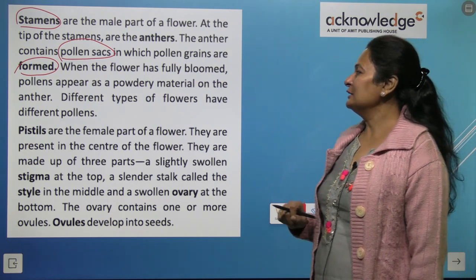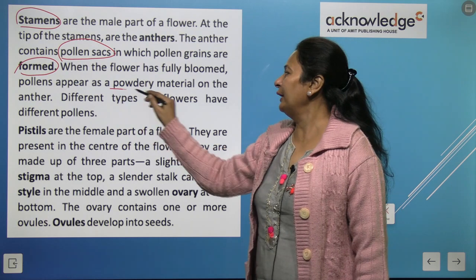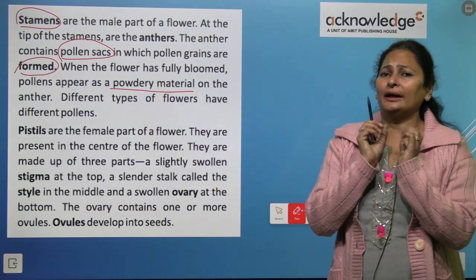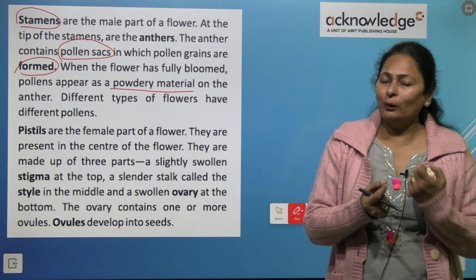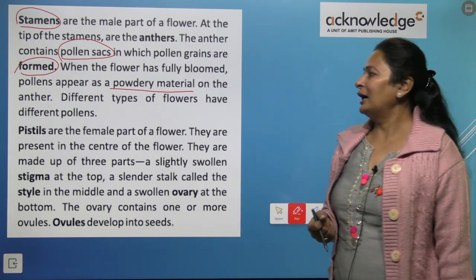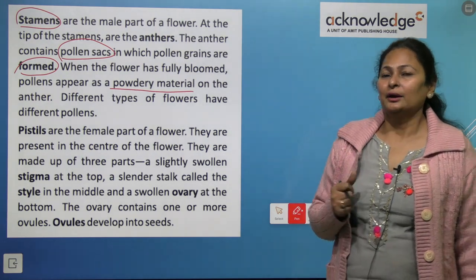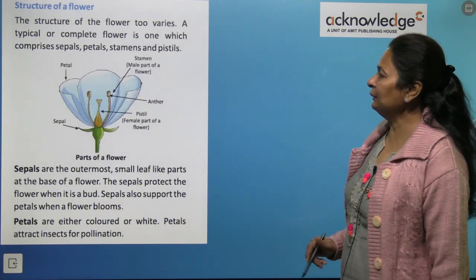When the flower has fully bloomed, pollen appears as a powdery material. It is powder-like material. You all are using talcum powder, right? On the anther, different types of flowers have different pollen. So I'll show you the stamen.